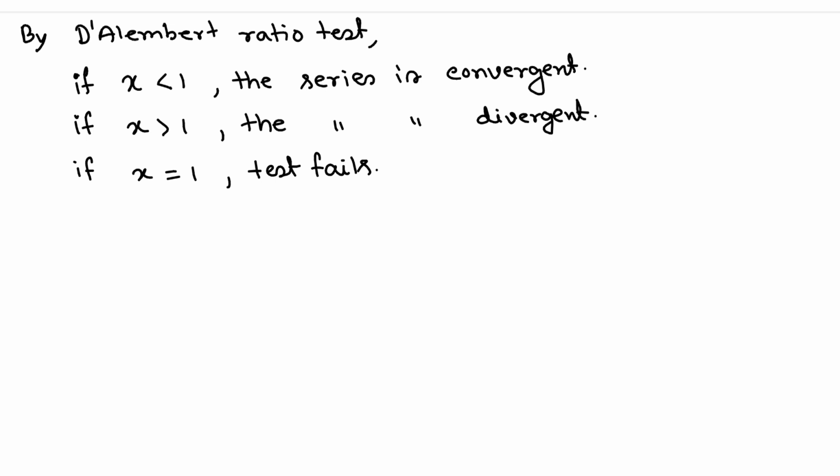So when x equals 1, we have to apply another test, and I will discuss that test in my next lecture. I think the D'Alembert ratio test is very clear, and this is very important for your examination. So you have to practice all the question paper problems and all the textbook problems also.